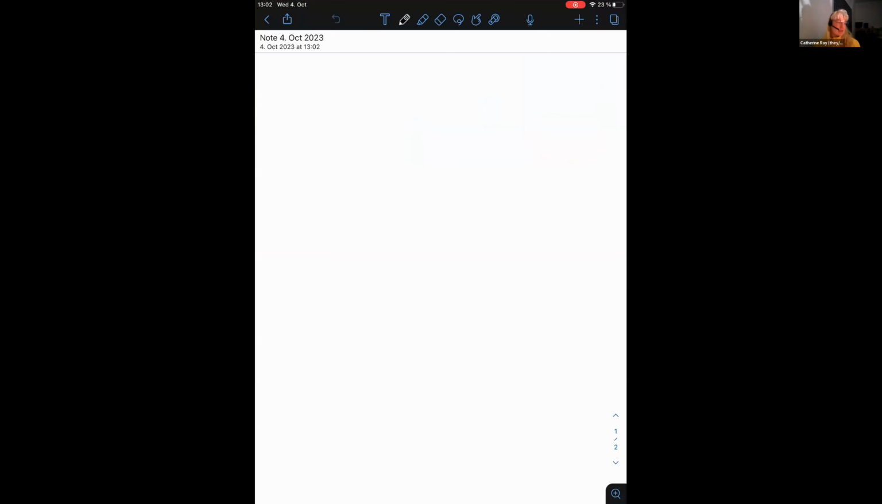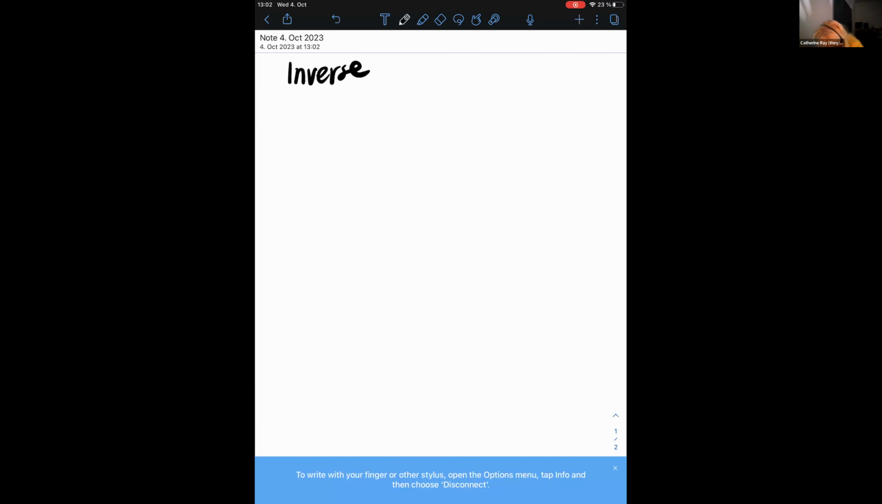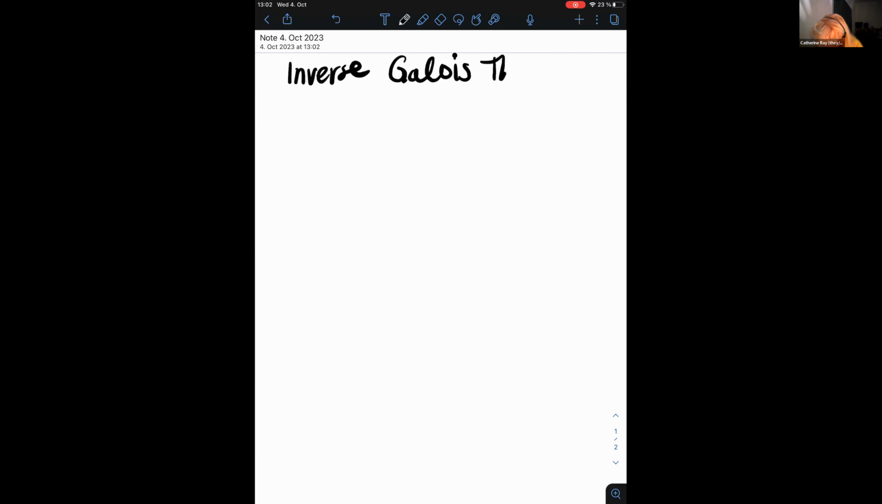I'm not exactly sure what the background of everyone is. What I understand, this is a general topology seminar. So I thought I would start with inverse Galois theory as Thor's hammer. And what I mean by that is that we're going to use... so what is inverse Galois theory?